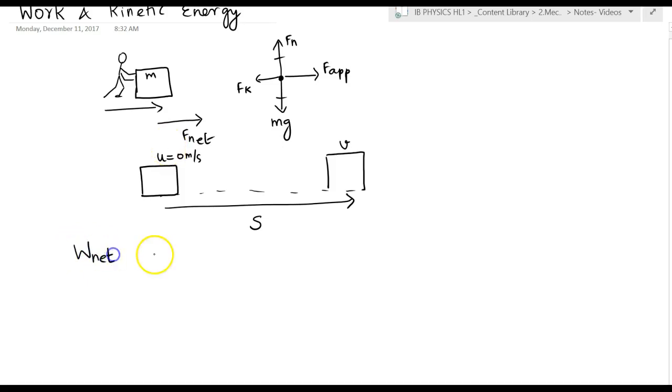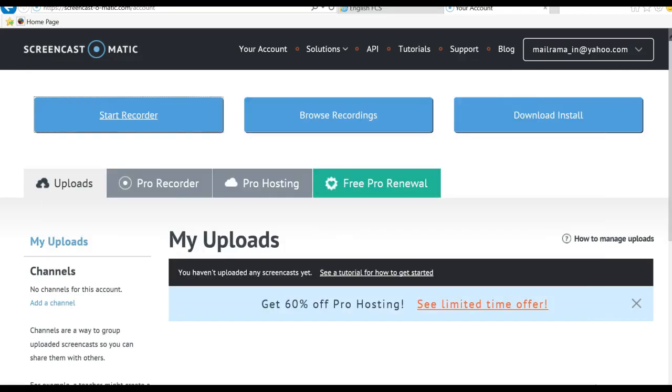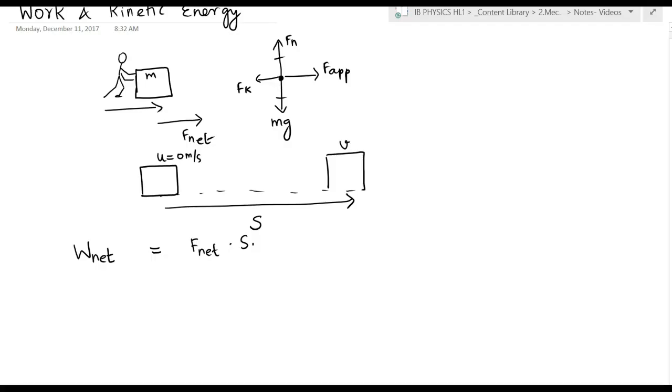So the net work done can be written as the net force times the displacement times the cosine of the angle between the net force and displacement. If you notice, the net force is to the right and displacement is also to the right, so therefore it is cosine of 0. That makes it F net times s.